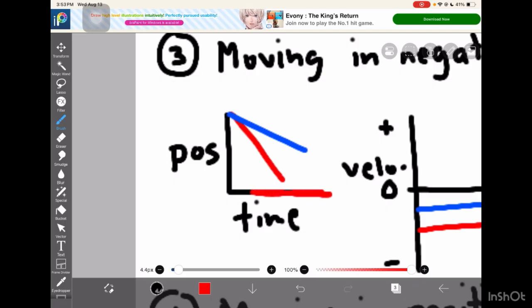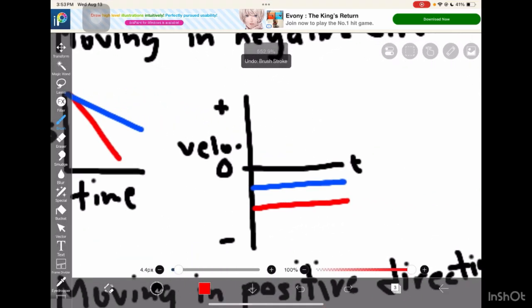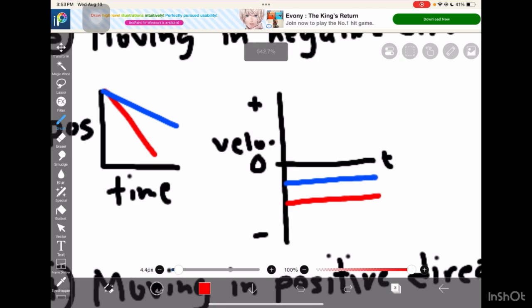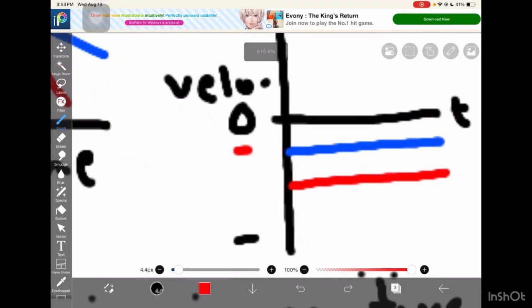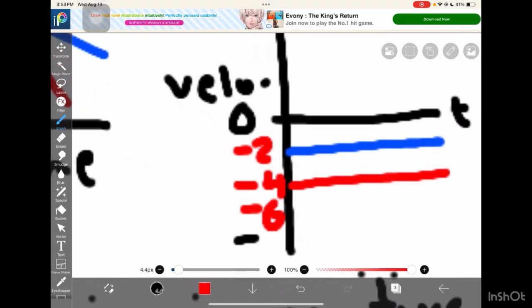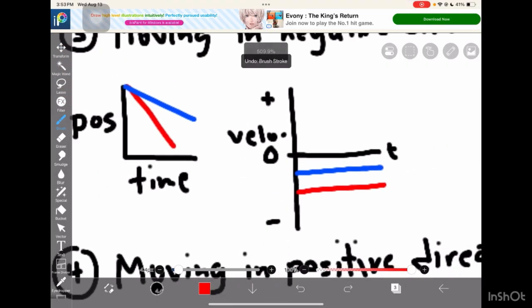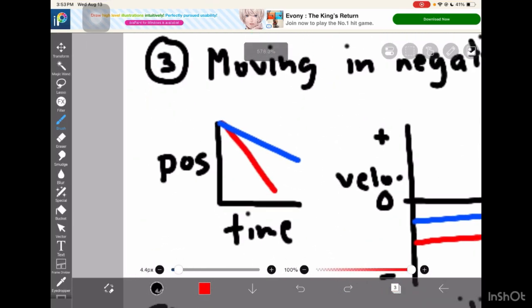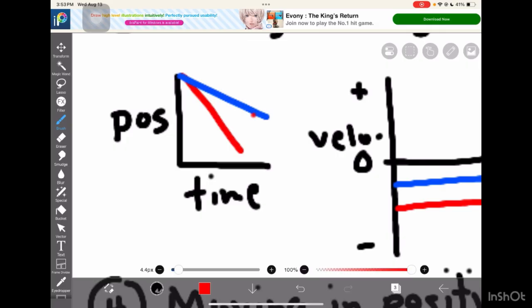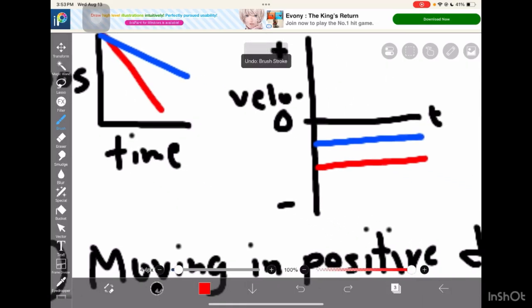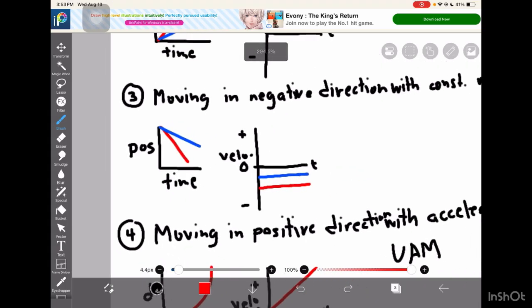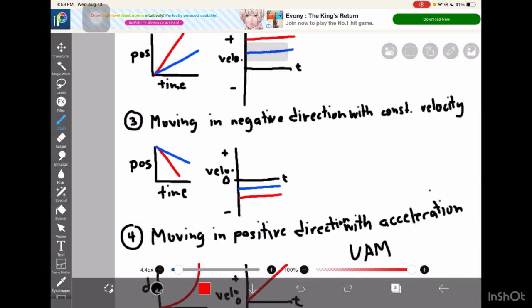Therefore, in velocity, the blue would actually be above the red. Why? Because blue is, let's say, negative 2 meters per second, and red is negative 4 meters per second. Negative 4, negative 6, it goes down to negative infinity. So that's why we put the blue line above the red line. Just copy the position: if the blue line is over the red line there, copy it here, blue over red. It's that simple. Now we move on to acceleration.